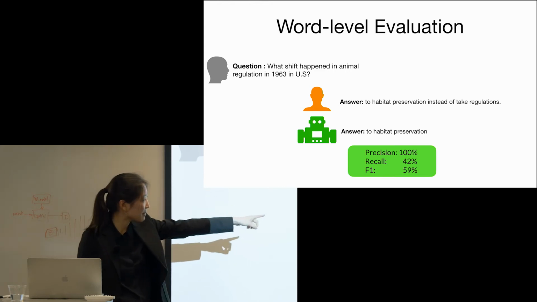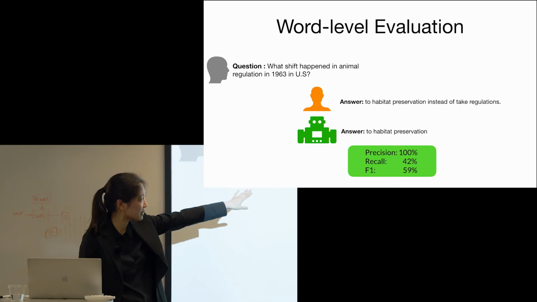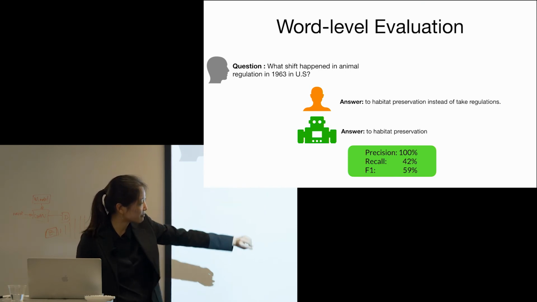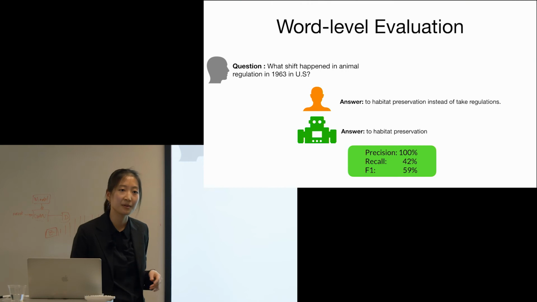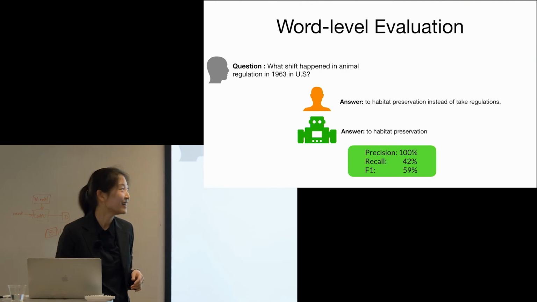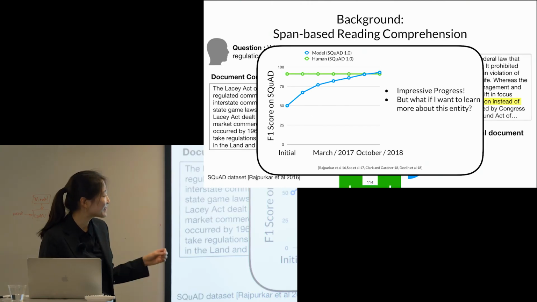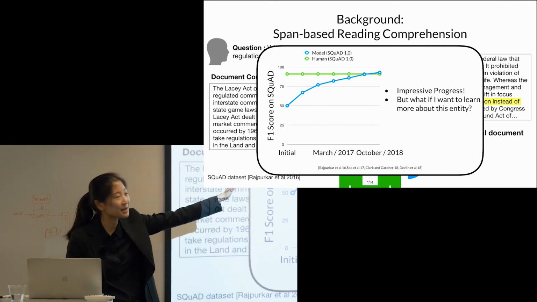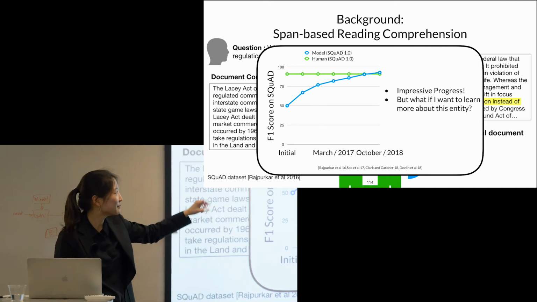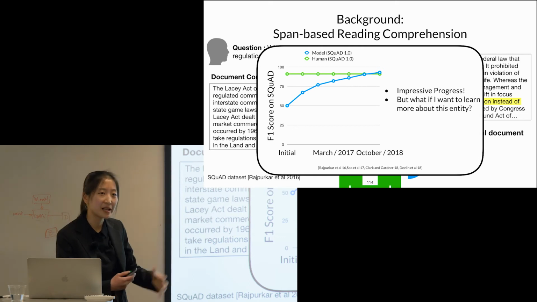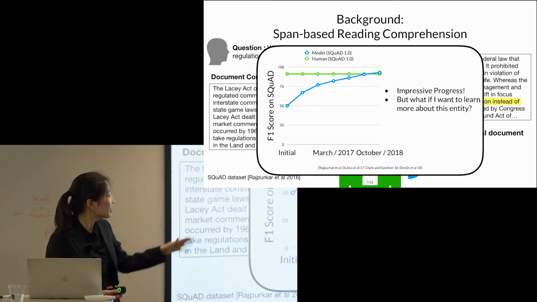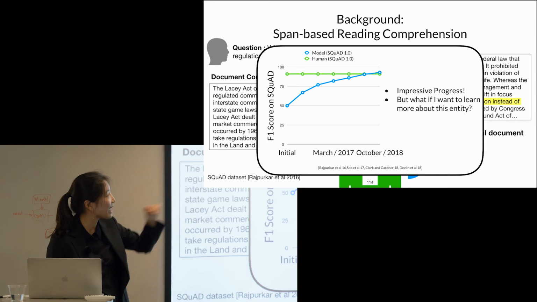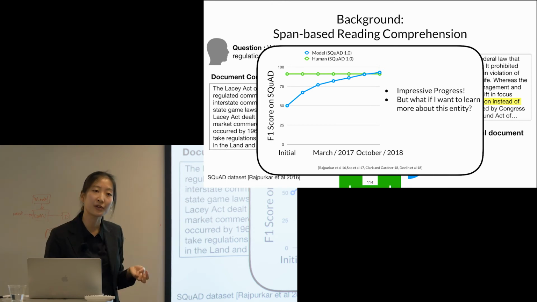So here, for the two habitat preservation, all tokens were in the human answer, so precision is 100, but somewhere means the recall is lower, and then F1 follows. Okay. And after this was introduced, there has been tremendous progress in our field in pushing these numbers up, mostly through better neural network architectures. You see that now the models are doing as well as a human on this particular framework.